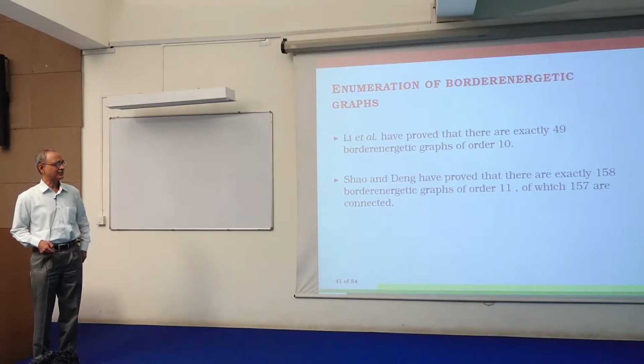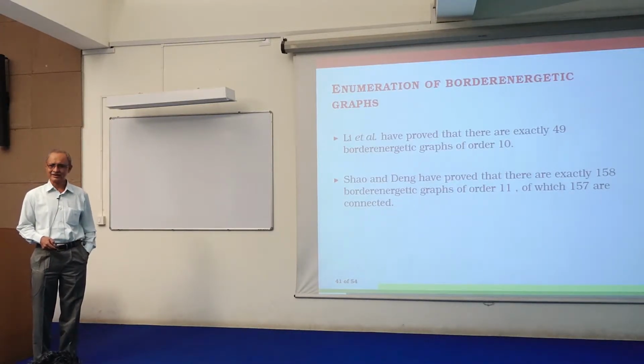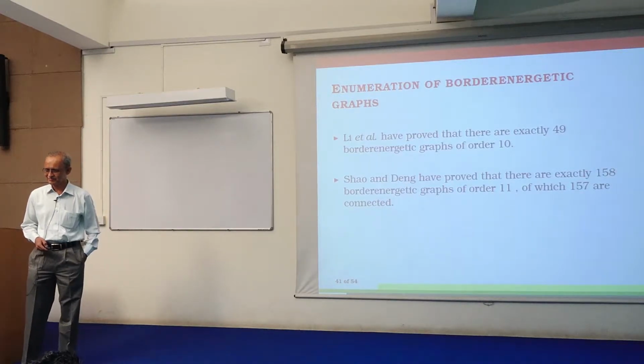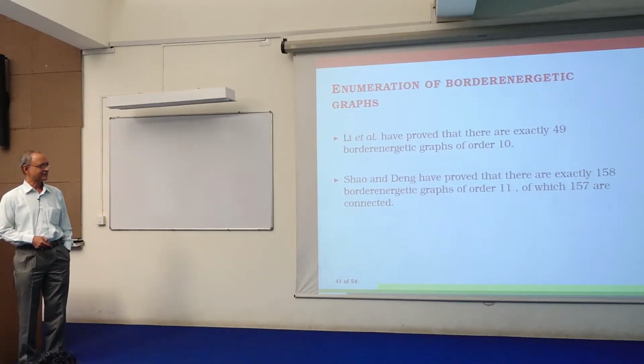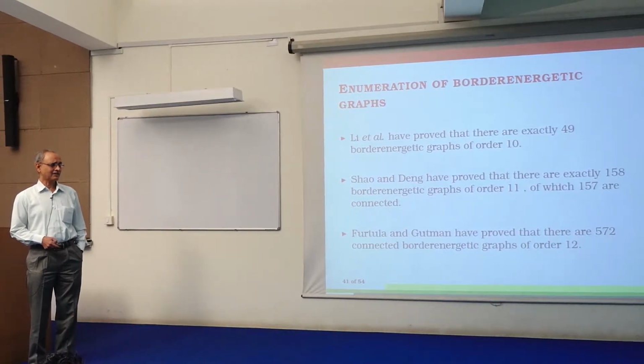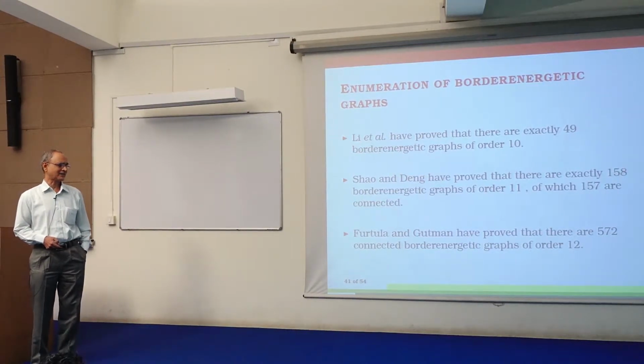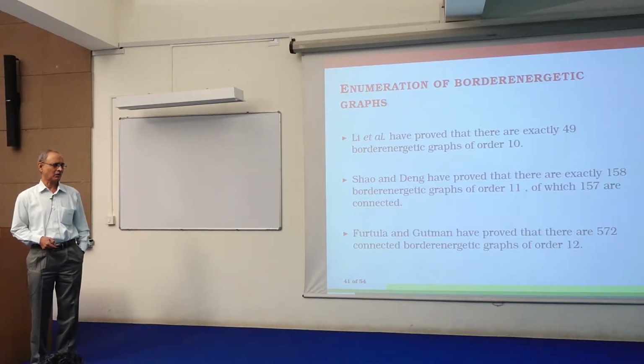Shao and Deng proved that there are 158 border energetic graphs of order 11, out of which 157 are connected and 1 is disconnected. There are 572 connected border energetic graphs of order 12.